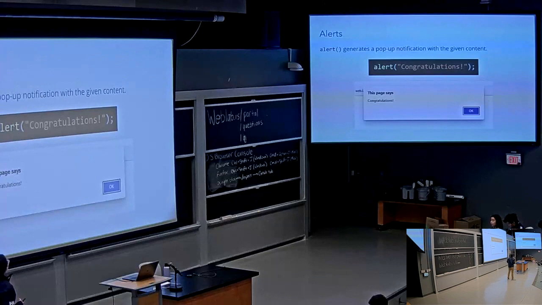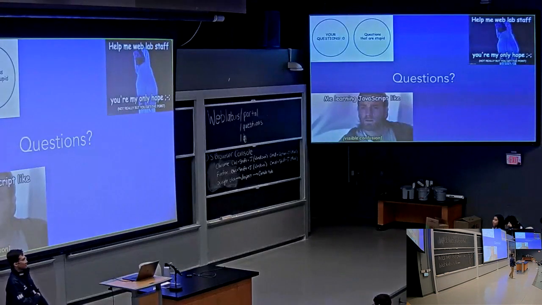Another thing that we have is alert. So alert generates a pop-up notification with the given content. So in the case here, we have the function alert, and we pass in the string congratulations. And whenever this actually gets executed on our browser, we get some little pop-up notification that says congratulations. Do we have any questions here?